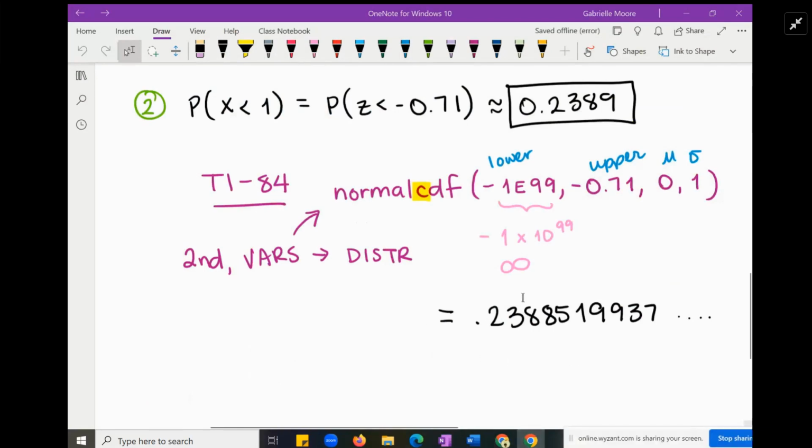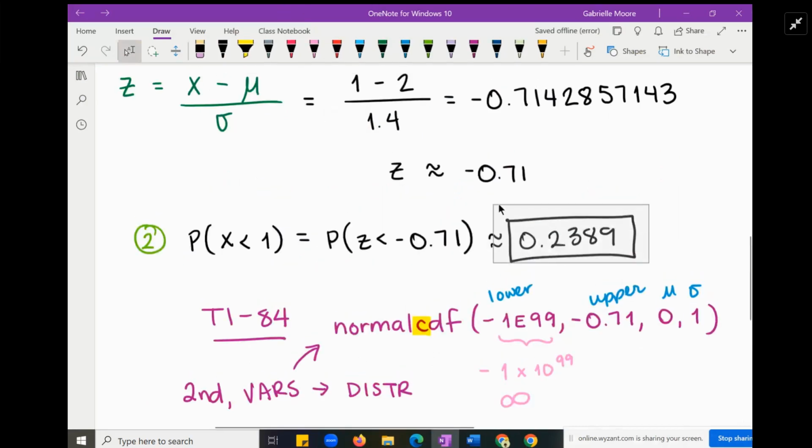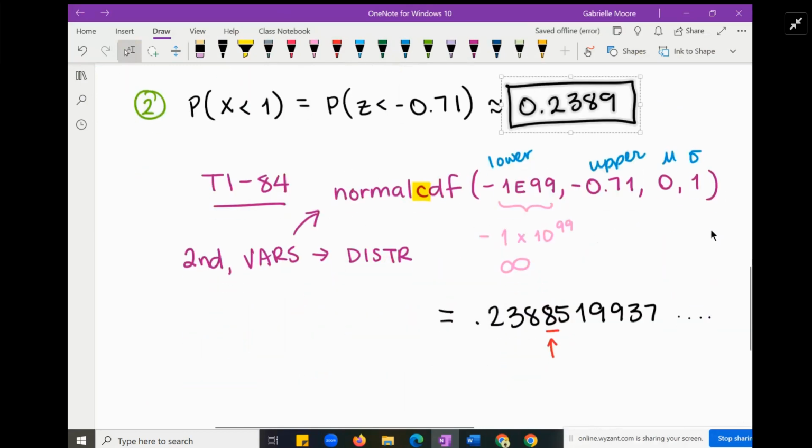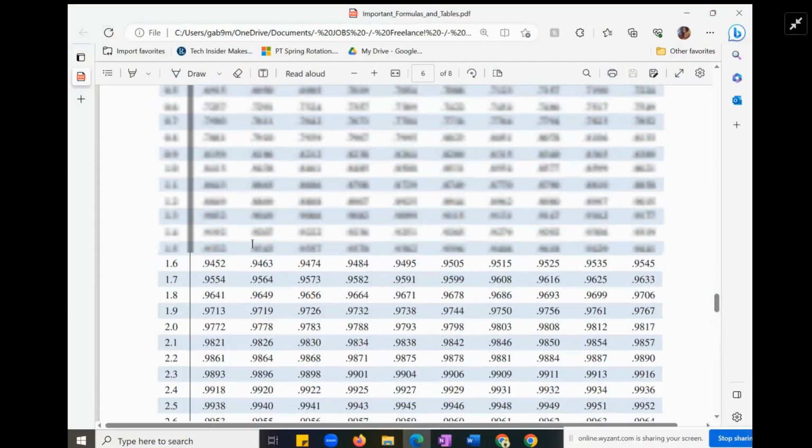Okay, so the value is 0.23885199, right? It keeps going, but you can see how we have it rounded. We round to 4 decimal places. So with the 5 there, it looks like using that first calculator, we get 0.2389. Maybe it's 0.2388. Let's check real quick here in our chart.